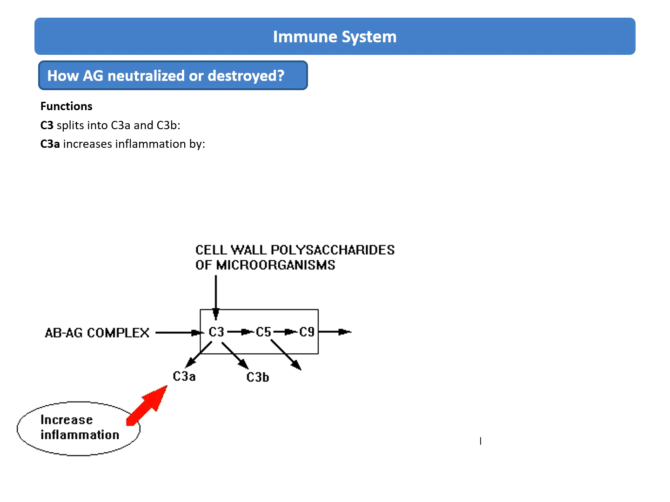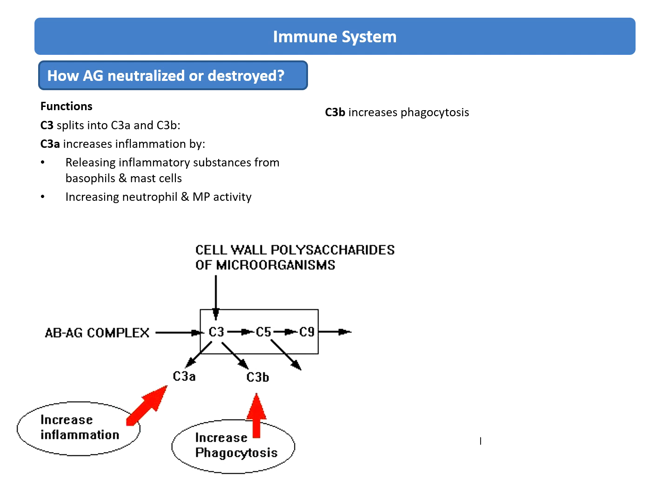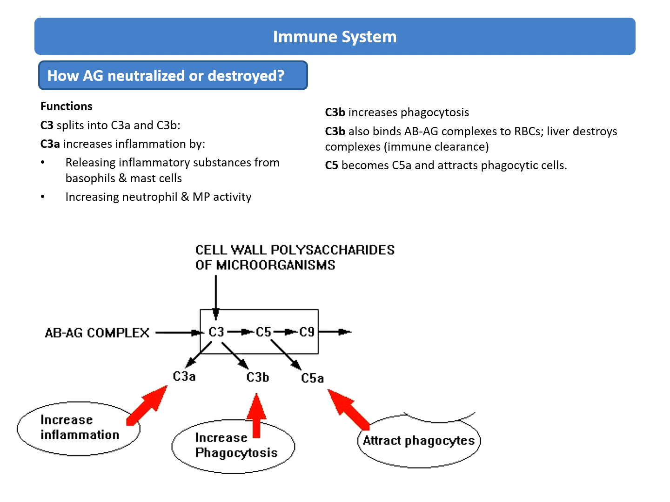C3a increases inflammation by increasing the release of inflammatory substances from basophils and mast cells. It increases neutrophil and macrophage activity. So you see, it does a lot to increase the process of inflammation. C3b, on the other hand, increases phagocytosis. It also binds to antibody-antigen complexes, binds them to red blood cells, and they play a role in destroying antigens because the liver will then take up those complexes and destroy them. And this is called immune clearance.